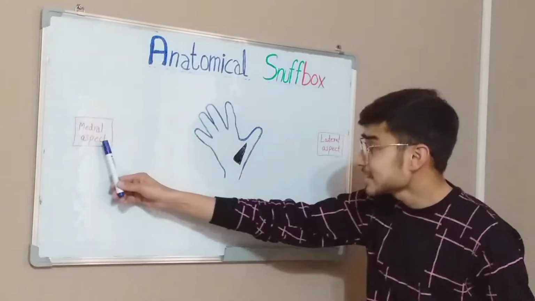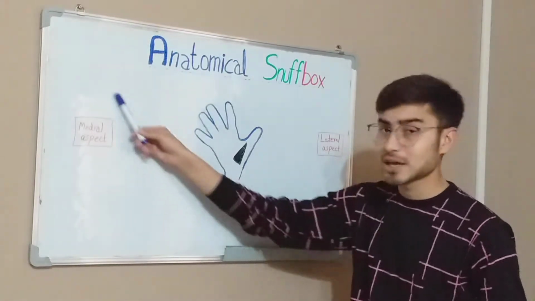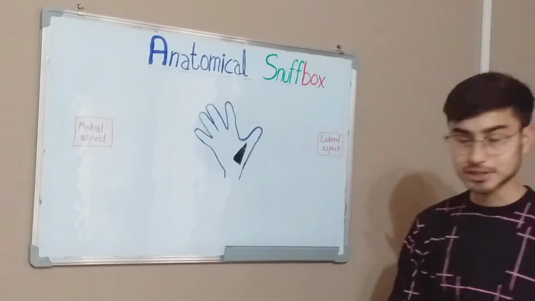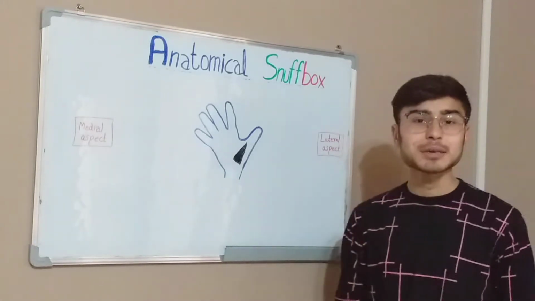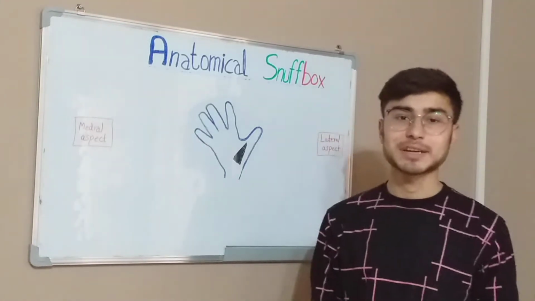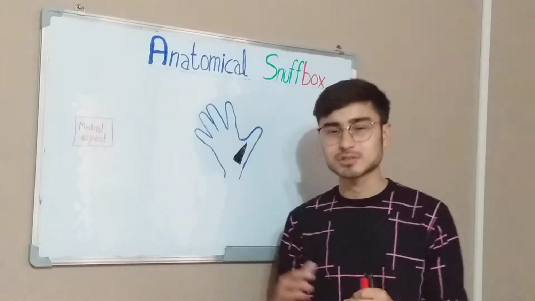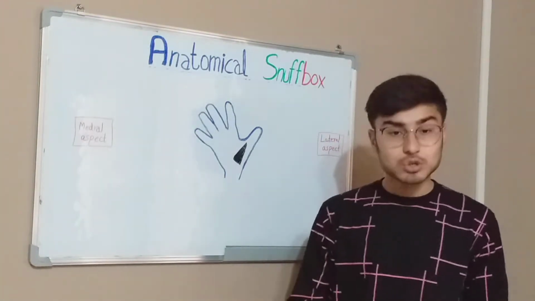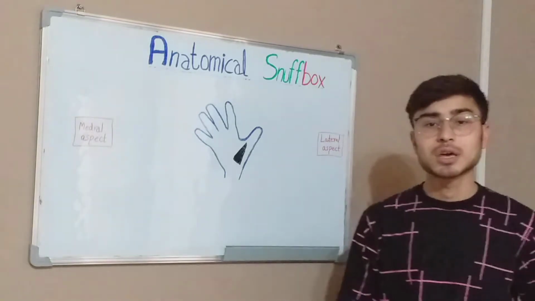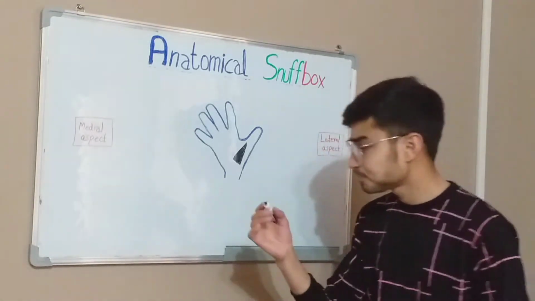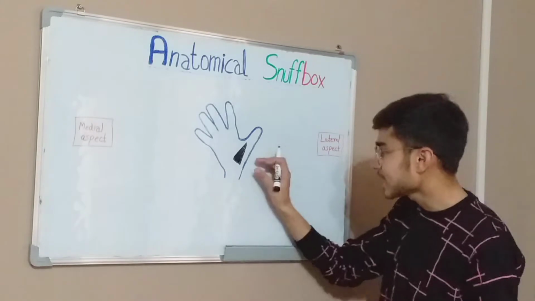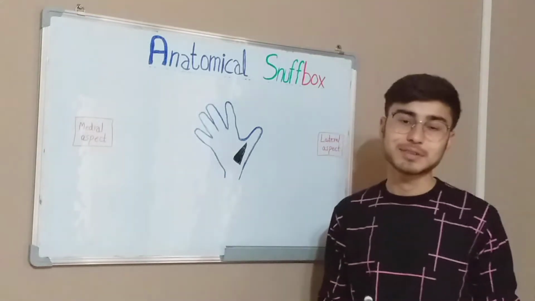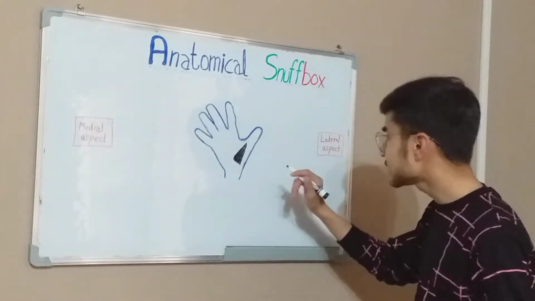Now, this is the medial aspect of the hand that I have highlighted, and this is the lateral aspect of the hand, right? Now, let's talk about the floor of the anatomical snuff box, that is, what structures are forming the floor. The floor is formed by three bones: the scaphoid, the trapezium, and the first metacarpal, right? So let me write it.